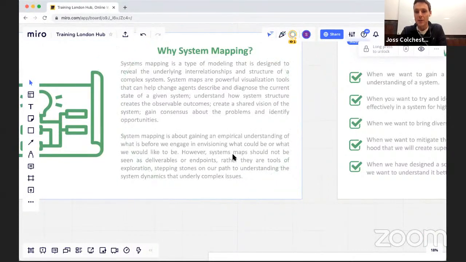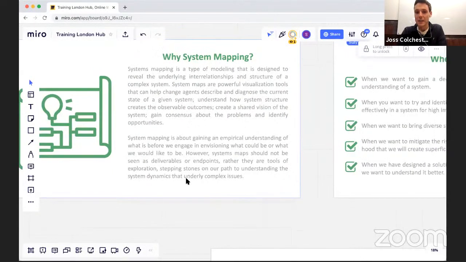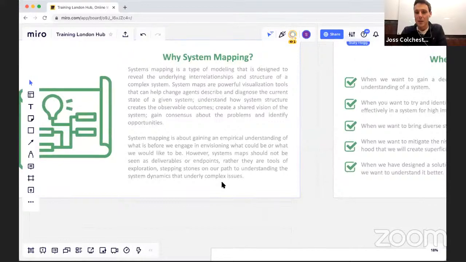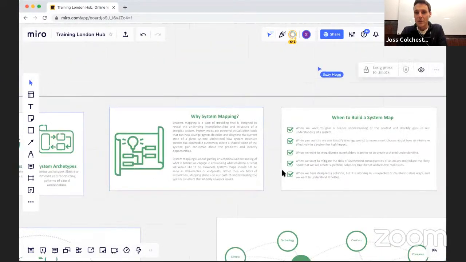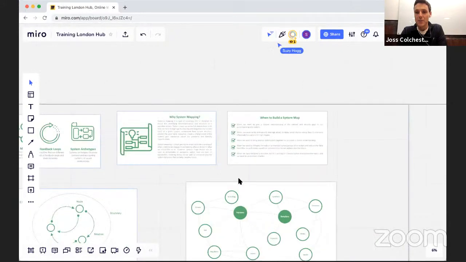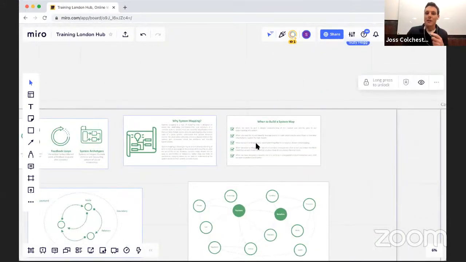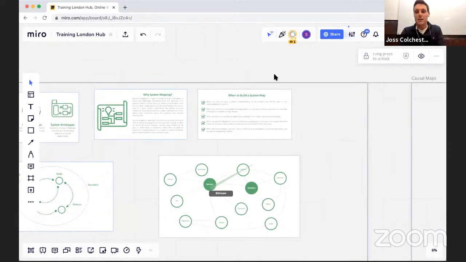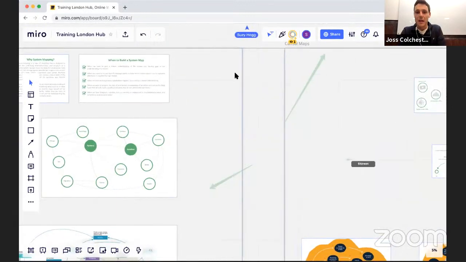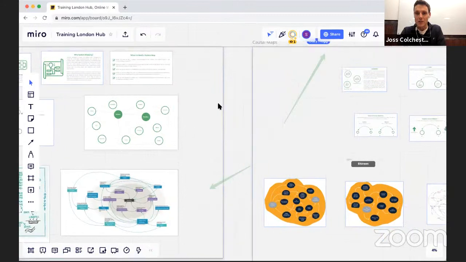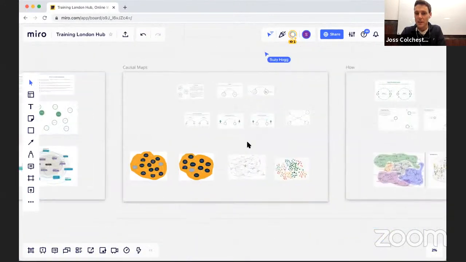However, systems maps should not be seen as deliverables or endpoints. Rather, they're tools of exploration, stepping stones on our path to understanding the system's dynamics and the underlying complex issue. So you're never really finished with this. It's always something you're building upon, and building upon collectively, right? If we want to change the system, it's best done together, and these systems maps can help us gain a shared understanding of the system we're dealing with, so we can come to some consensus and then hopefully find points where we may intervene or how we may actually change that system.